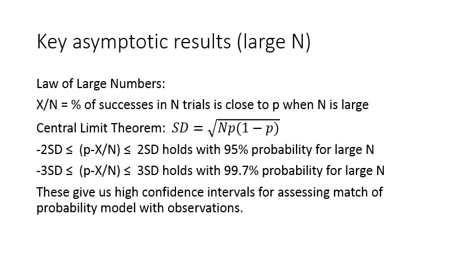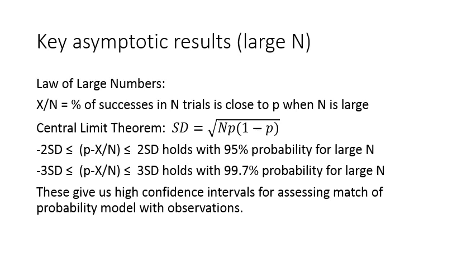The central limit theorem tells us that if you define SD, standard deviation, as the square root of n times p times 1 minus p, then the difference between the theoretical probability of success in our model and the observed probability of success, the number of successful trials out of n, this difference will be between minus 2 SD and plus 2 SD with 95% probability, and this difference will be between minus 3 SD and plus 3 SD with 99.7% probability.